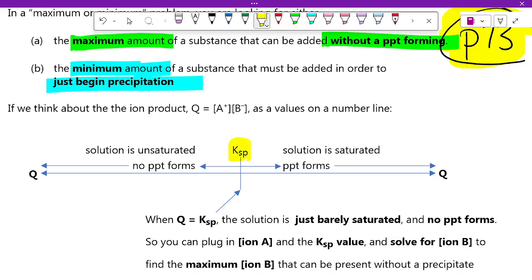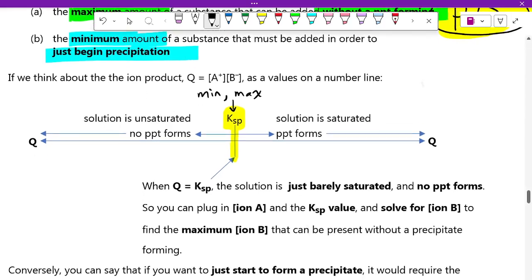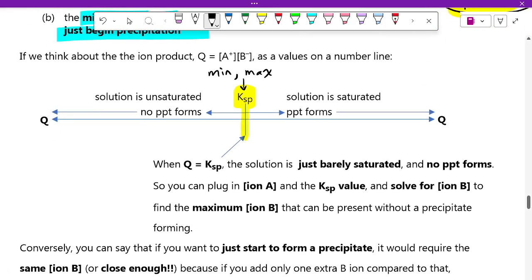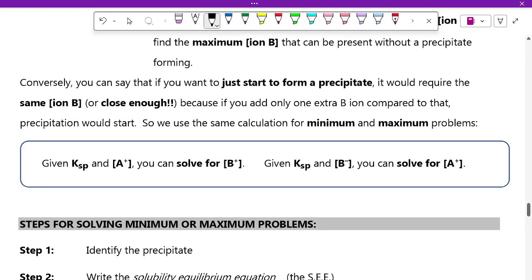And what we're doing is we're saying we're going to be right at KSP. Because it's like we're unsaturated, we're unsaturated, we're unsaturated, we're saturated, but no precipitate, and then all of a sudden we're precipitating. So we just start to form a precipitate, same calculation.